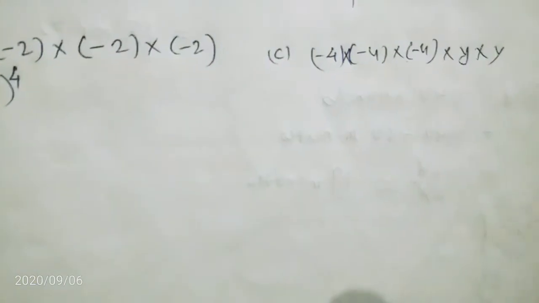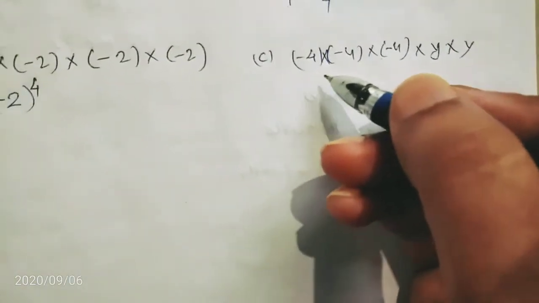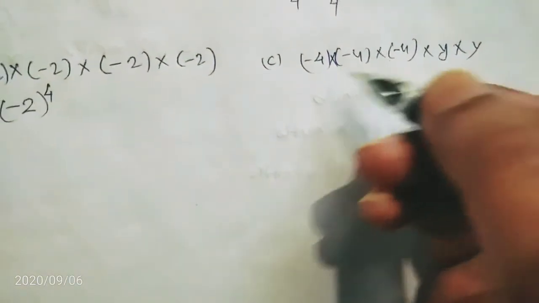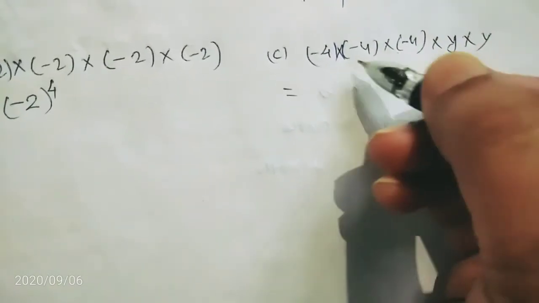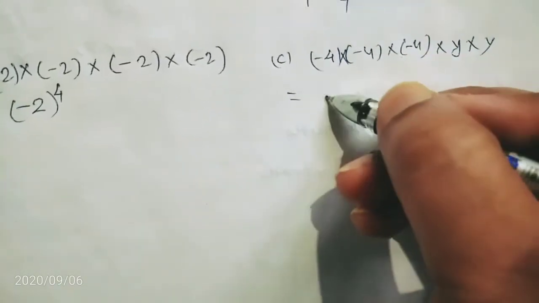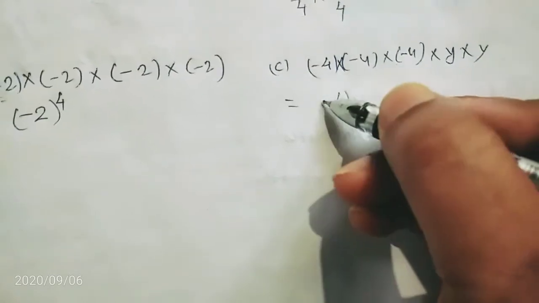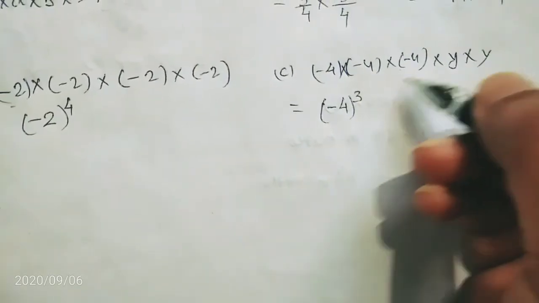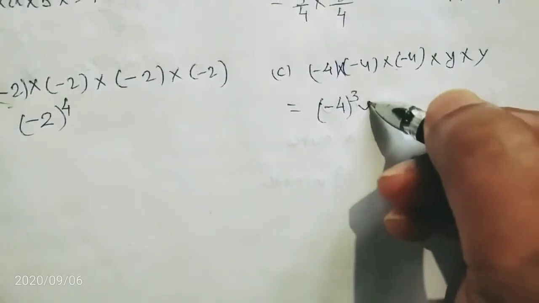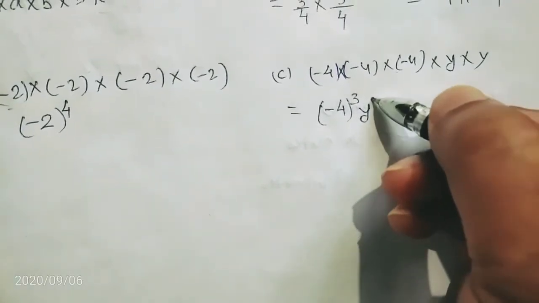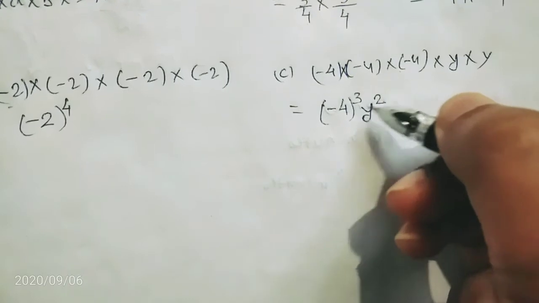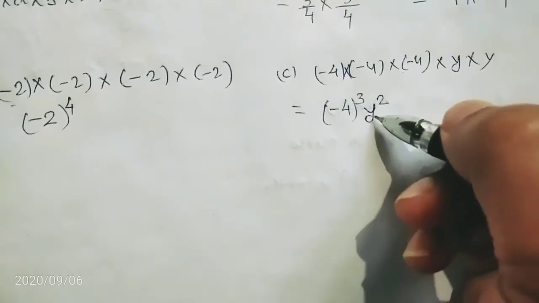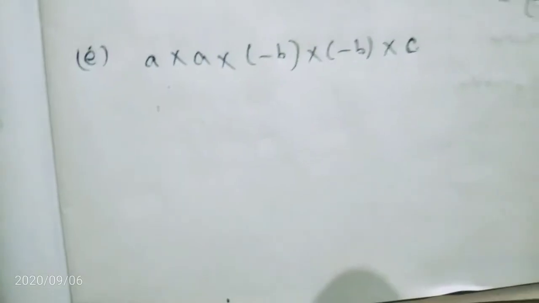Okay, now see the next question, minus 4 into minus 4 into minus 4, y into y. That means two things are there. Minus 4 you write like this, and minus 4 is repeating 3 times, that means power 3. And y into y, you write here y, and y is repeating 2 times, that means the power is 2. So minus 4 to the power 3 and y to the power 2.